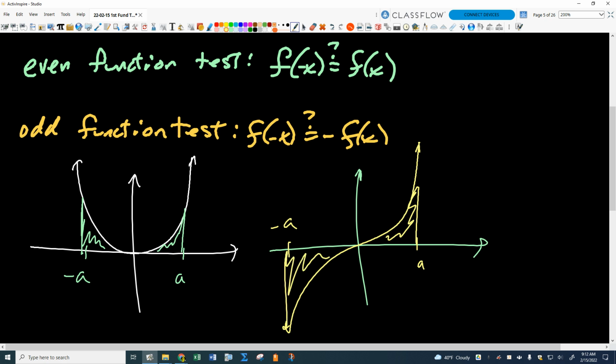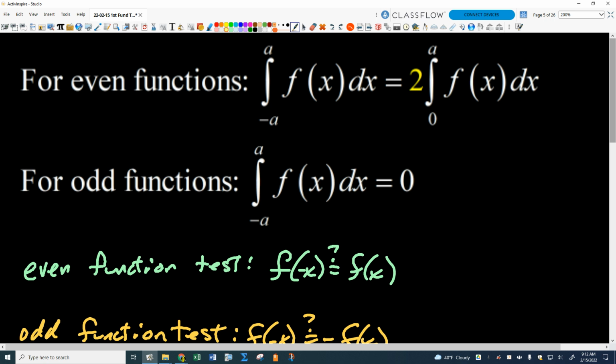They're going to add to 0, aren't they? Because the total area of each part is going to be the same, but one's positive and one's negative. And so we end up with those results. Okay? Real handy.